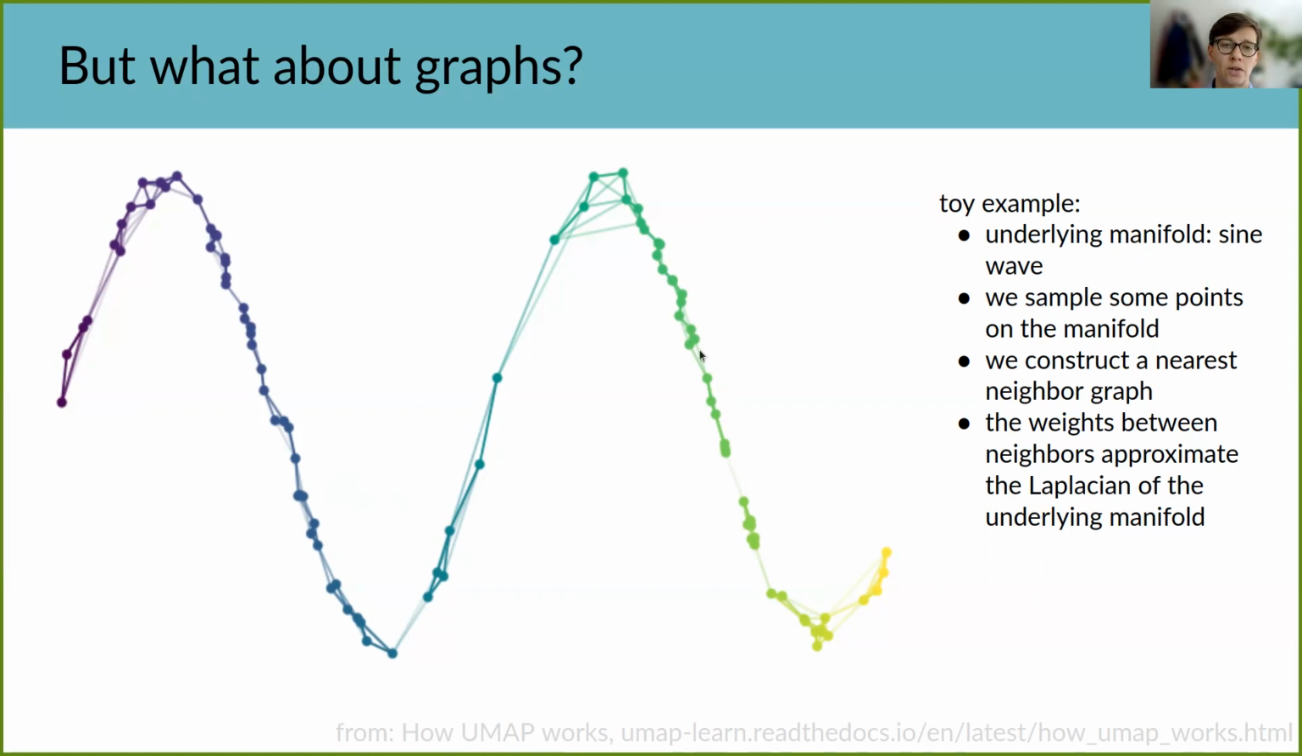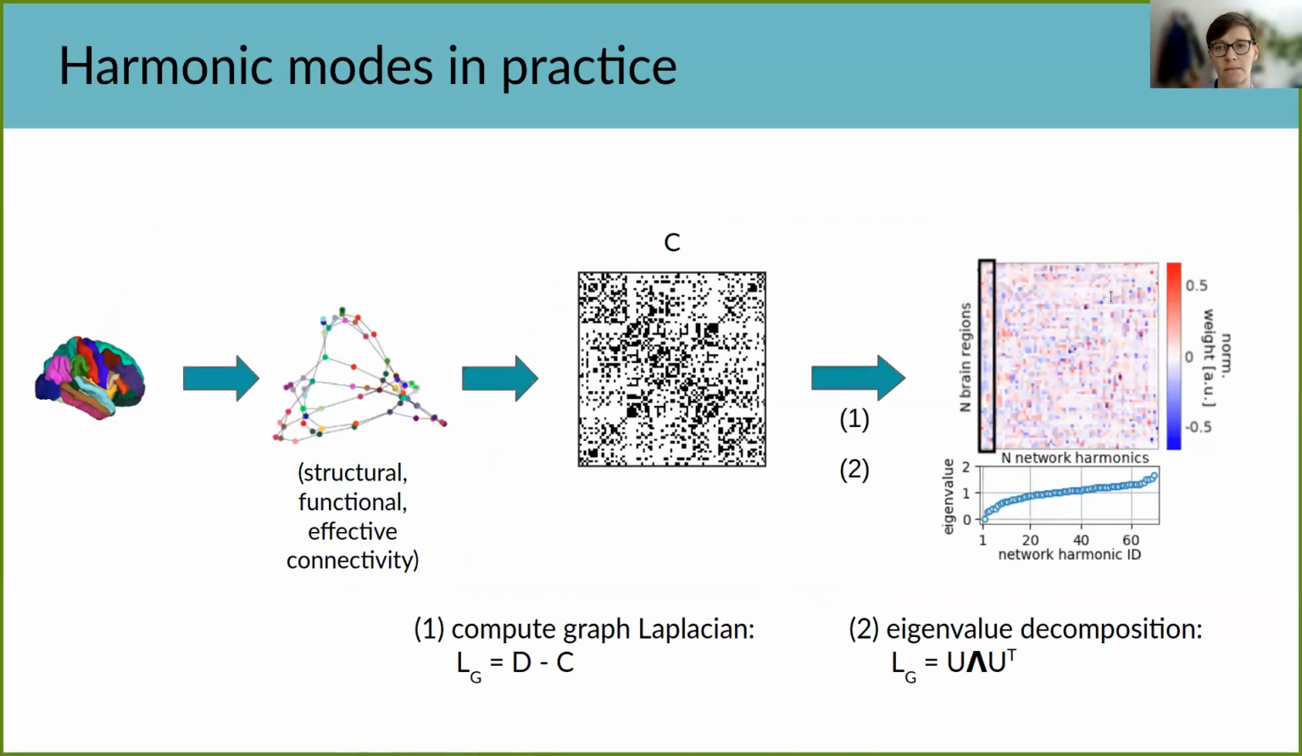So here they are points on the sine wave. In the brain, the points are brain regions. Okay, it all sounds very complicated, but I can assure you that in practice, it's quite easy to do. So that's maybe a relief to hear. It's easy to do. You would just have your parcellation, you build your graph.